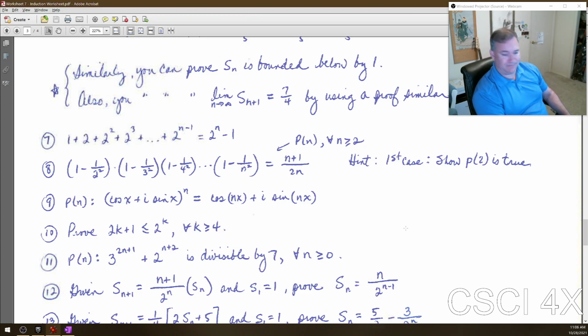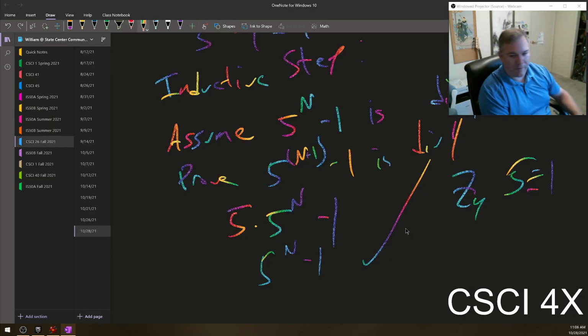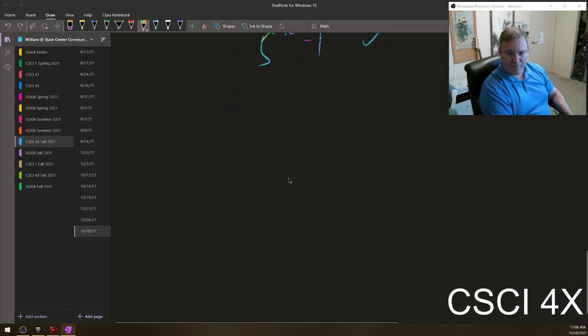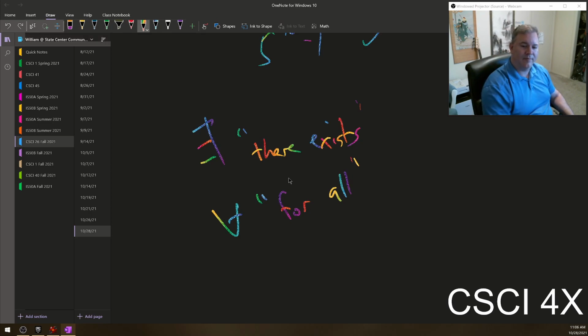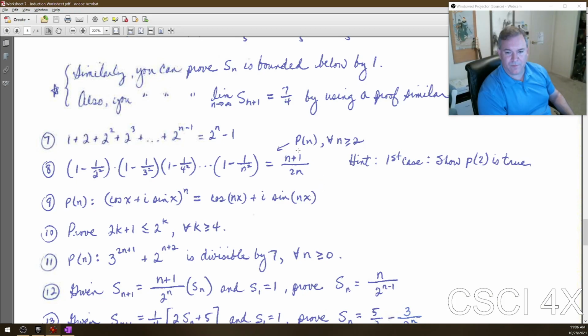So backwards E. These are the existential quantifiers. Backwards E means there exists, and upside down A means for all. So this means for all n greater than or equal to 2.